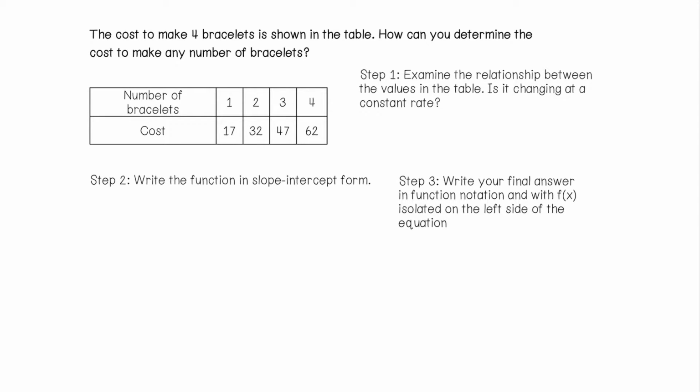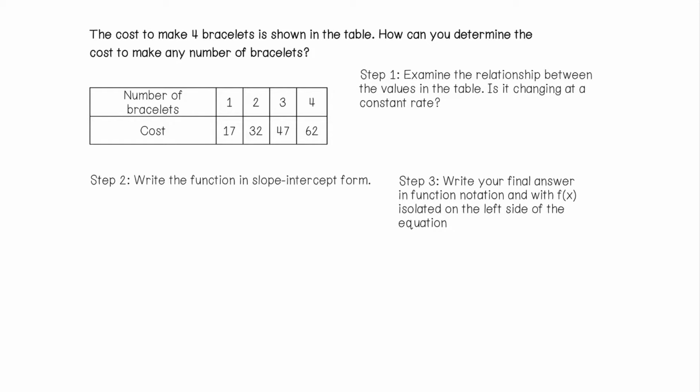Step 1, we're going to examine the relationship between the values in the table. Is it changing at a constant rate? What that means, if it's changing at a constant rate, is that we have some value that as the number of bracelets increase, the cost increases, right? And that number is constant. Or we can think about as we're having some sort of unit rate that's consistent. Or you can think about that we have a slope. So if we have a slope where the slope is consistent throughout, what we're ending up getting is a straight line or a linear function.